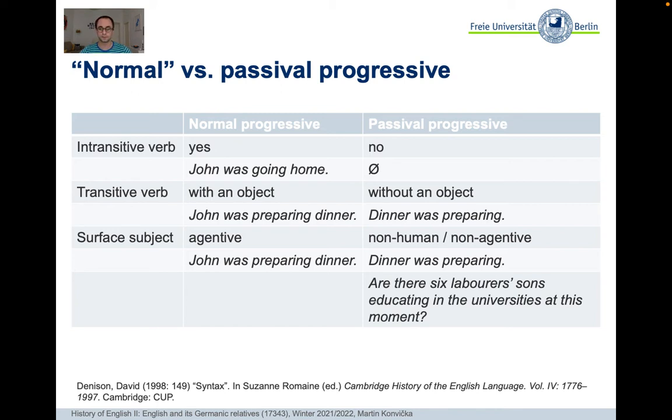So this is the bit of the table in the bottom right corner, when we see that the passival progressive was possible for non-agentive subjects, so subjects that cannot be the agents. Dinner was preparing, right? It was someone else who was preparing the dinner. But it was also possible with agentive and human subjects, such as, are there 6 laborers' sons educating in the universities? So sons can be agents.